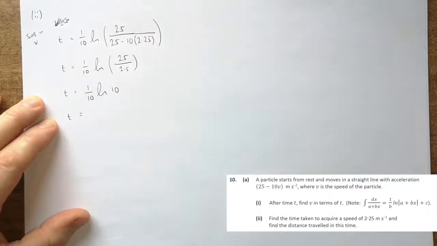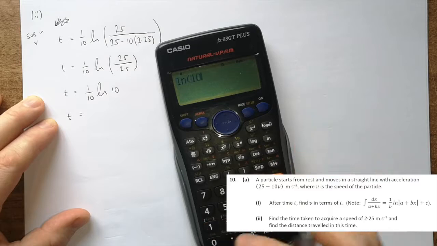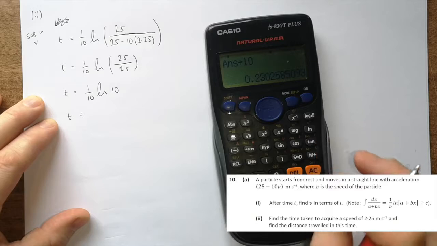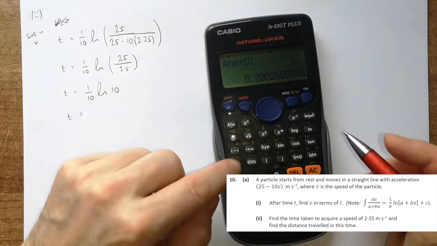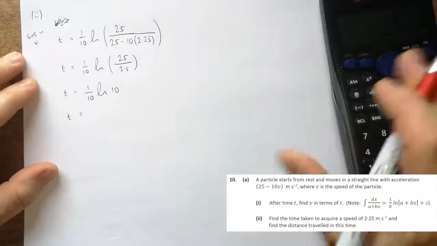So time equals, stick that in your calculator, natural log of 10 divided by 10. Okay, what I'm going to do with this one is store this, so just make sure you know this one. Shift, store into A. All right.